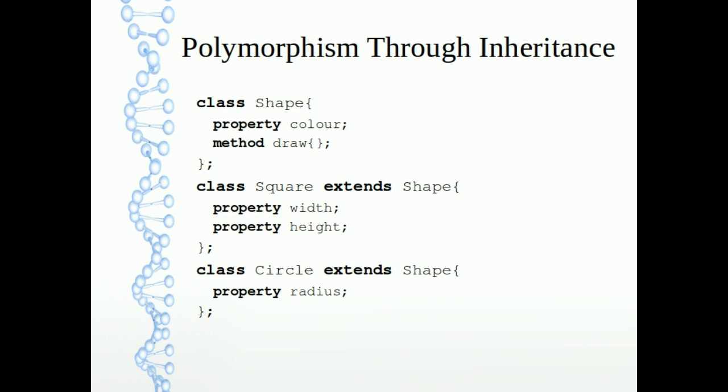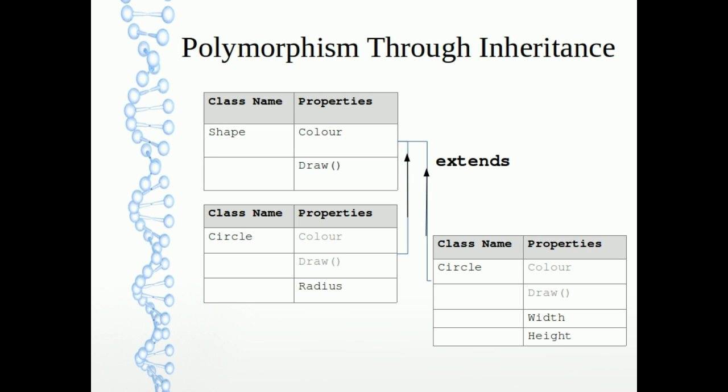Let's take a look at what our shape drawing program might look like if we used inheritance. We have a shape class with the property color and the method draw, and we have our circle and square classes which inherit from, or extend, the shape class. The square class has the properties height and width, whilst the circle class has the property radius. If we look at our program so far in diagram form, we can see that instances of the circle and the square classes will have a color property and a draw method inherited from the shape class.